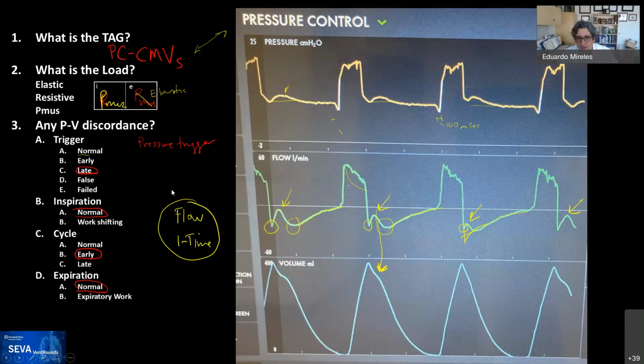So without a doubt, early cycle is one of the causes of double triggering, of breath stacking, or multiple trigger, as you want to call it.